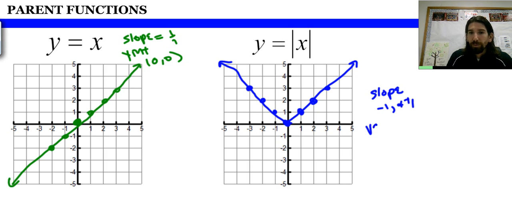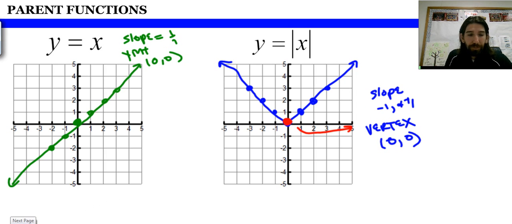But the other important piece is the new thing called the vertex. The vertex is the corner of the V, that sharp point. This is your vertex right here. And that point is the point (0, 0). So now you need to know that the vertex of an absolute value graph starts at (0, 0), and then it goes up 1 and it goes down 1. Those are the two things you need to remember. You will need to remember this for the rest of the unit, not just today.